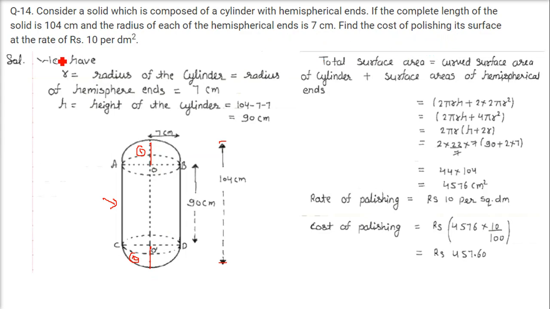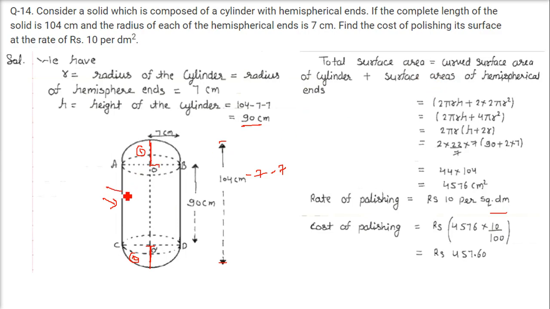And find the cost of polishing its surface at the rate of 10 per decimeter square. We are going to change it into centimeter or meter square. Now, first of all, what will be the height of the cylinder? This is total 104. This is 90. How? Because this part is 7, so we subtract this 7 part, and this is also 7, so we subtract this also. So 104 minus 14 is going to be 90. So 90 is the height of this cylinder.